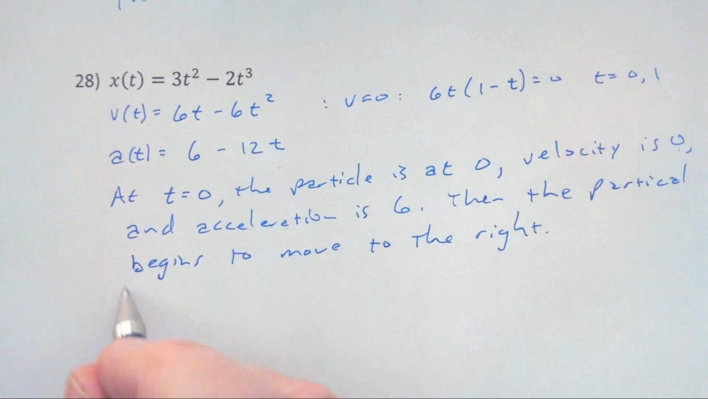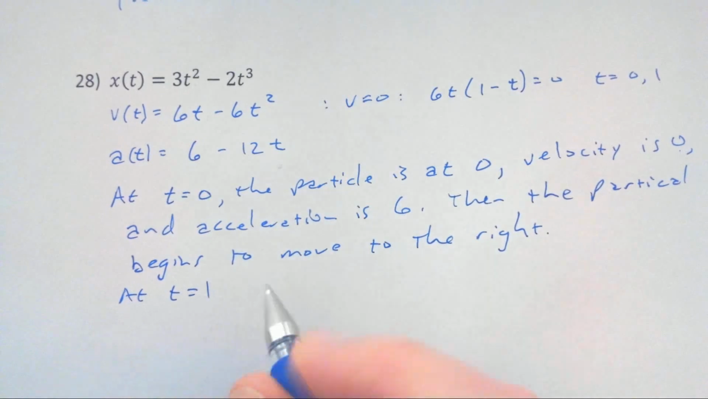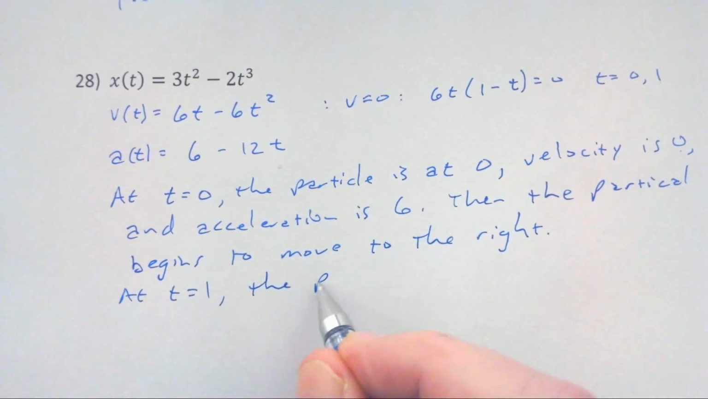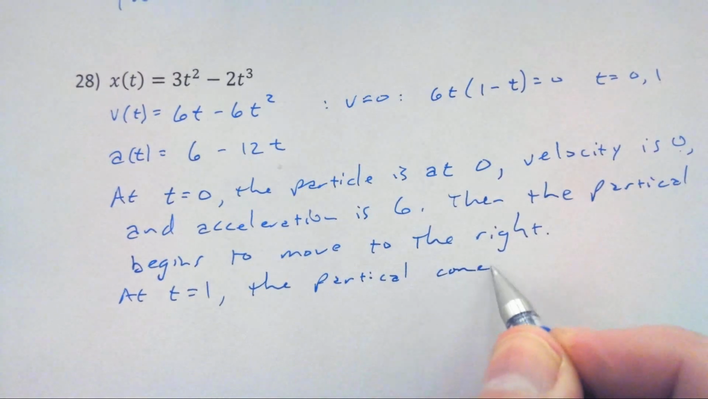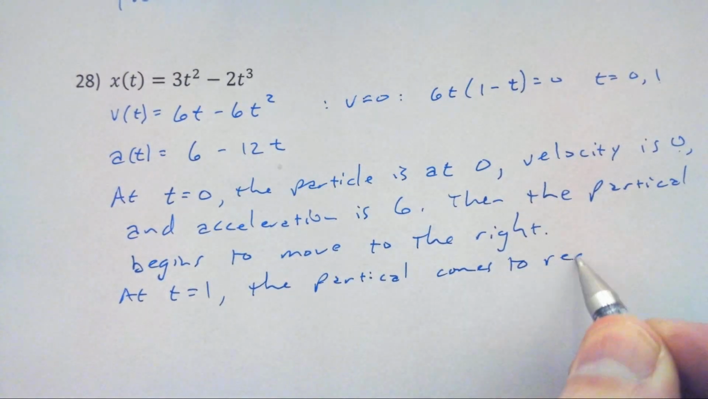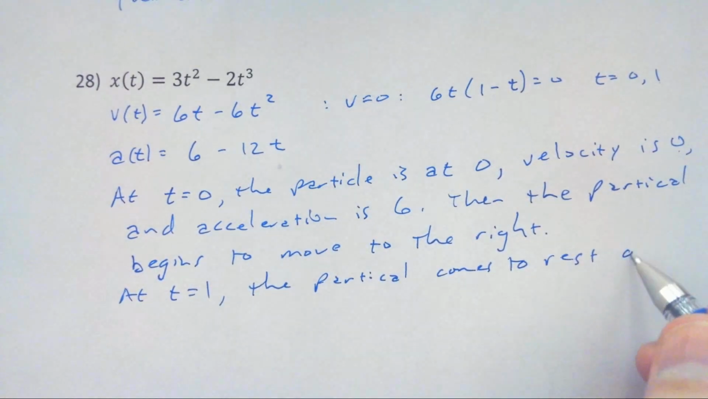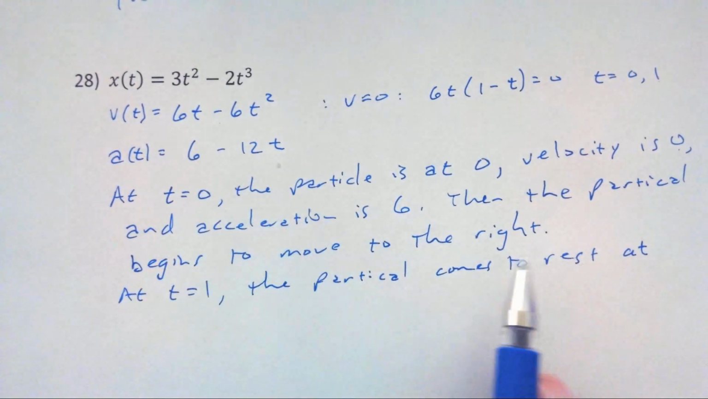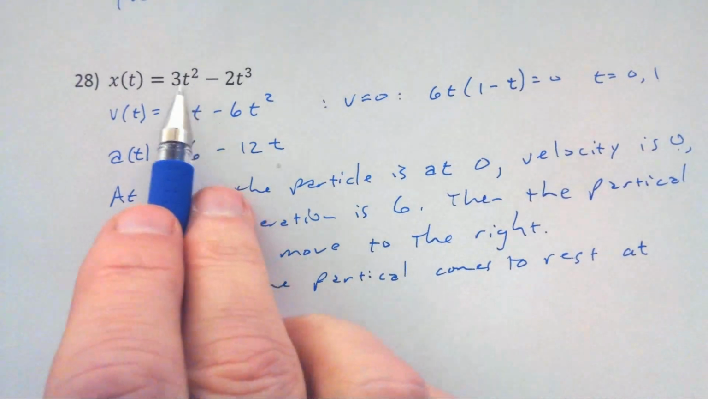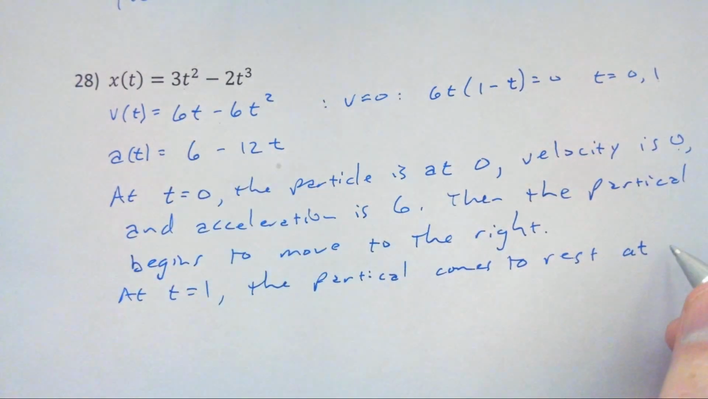Now I'm going to talk about at t equals 1, the particle comes to rest, because velocity is 0. When t is 1, I put 1 in here and I get 3 minus 2 at 1.